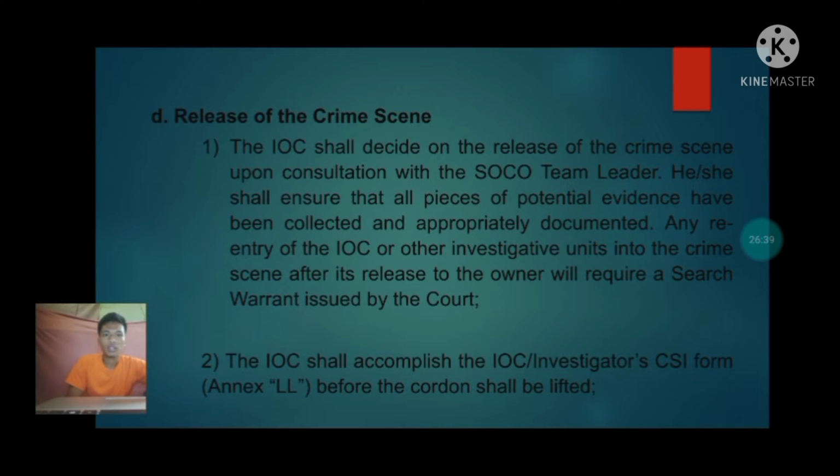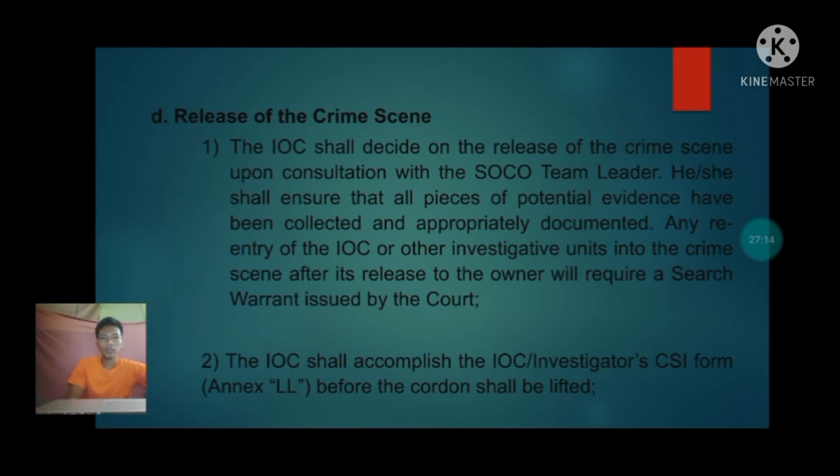So letter D is the release of the crime scene. Number one is the IOC shall decide on the release of the crime scene upon consultation with the SOCO team leader. He or she shall ensure that all pieces of potential evidence have been collected and appropriately documented. Any re-entry of IOC or other investigative units in the crime scene after its release to the owner will require a search warrant issued by the court.